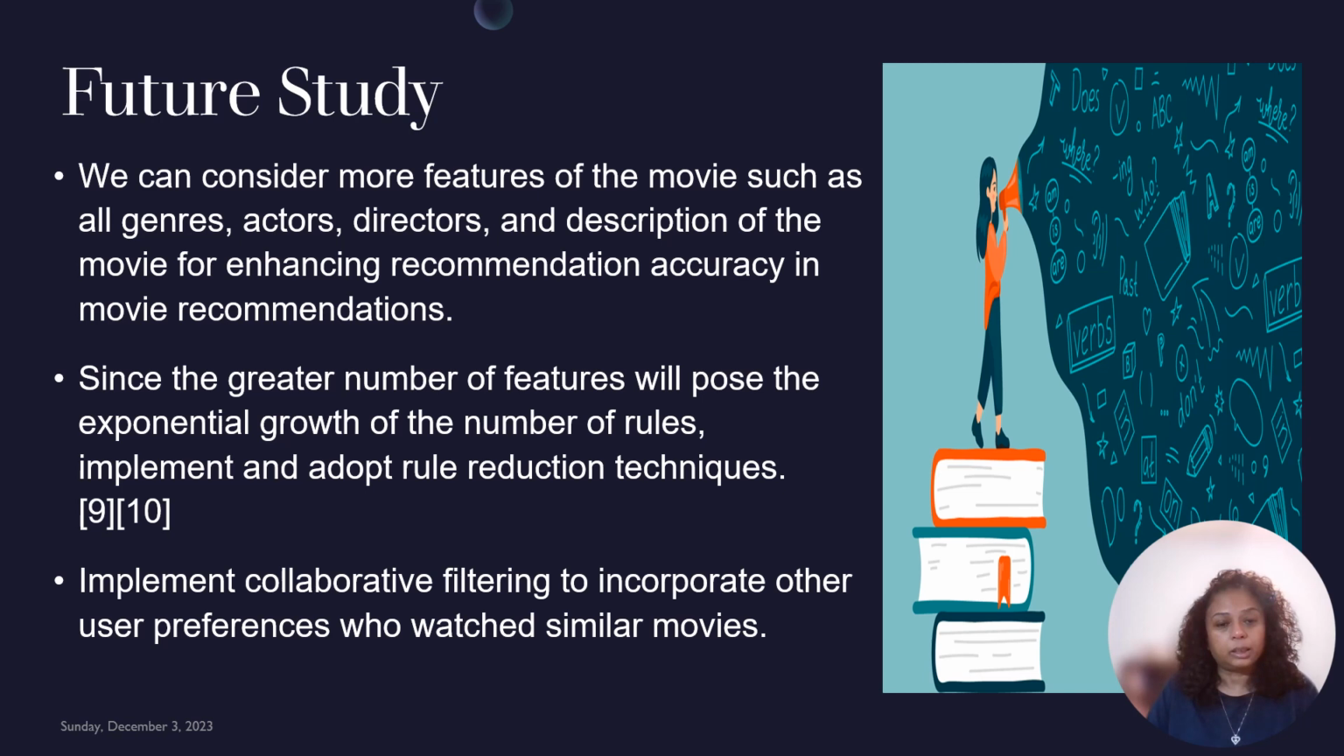So we not only conclude, but we also suggest a future study. For the future study, we can consider more features of the movie, such as all genres, actors, directors, and description of the movie for enhancing recommendation accuracy in movie recommendations. Since the greater number of features will pose exponential growth of the number of rules, we can implement and adopt rule reduction techniques and implement collaborative filtering to incorporate other user preferences who watch similar movies.